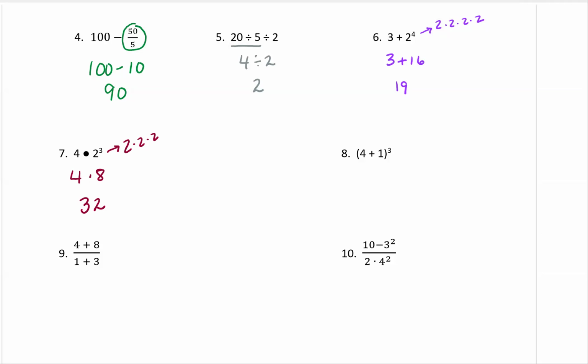Number 8, we need to calculate what's inside parentheses first. 4 plus 1 is 5. So this would be 5 cubed. 5 cubed is equal to 5 times 5 times 5. 5 times 5 is 25. 25 times 5 is 125.